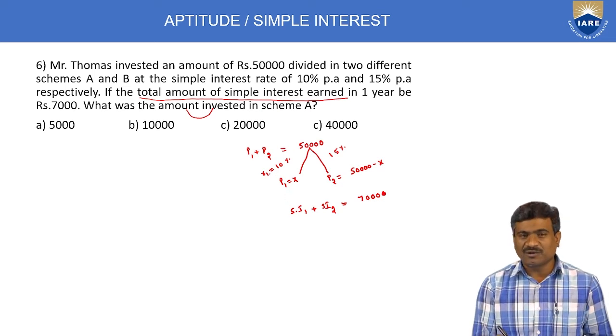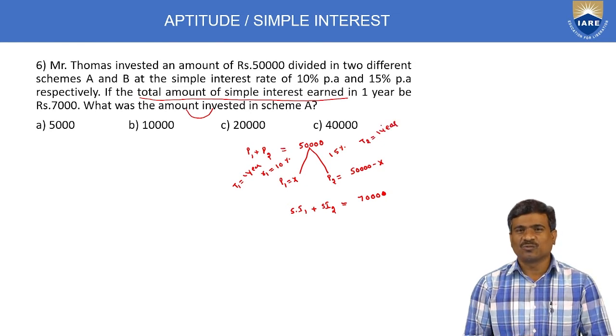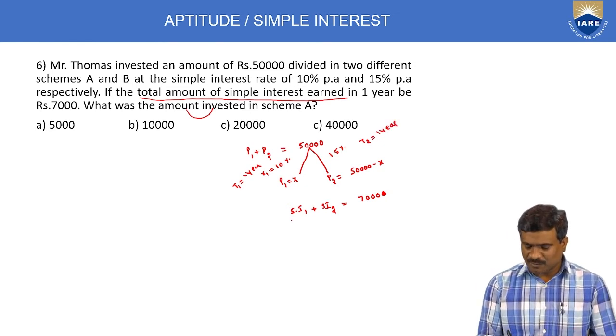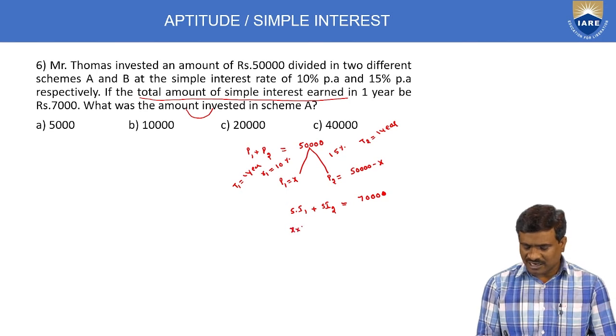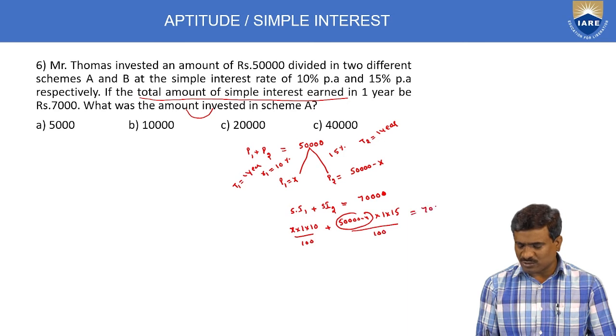SI1 is P1 T1 R1 by 100. The time duration in both cases is only 1 year. T1 is equal to 1 year, T2 is equal to 1 year. SI1 is P1, that is X, times T1, 1, times R1, 10, by 100. SI2 here is P2, 50,000 minus X, into T2, 1 year, R2, 15 by 100, is equal to 7,000.